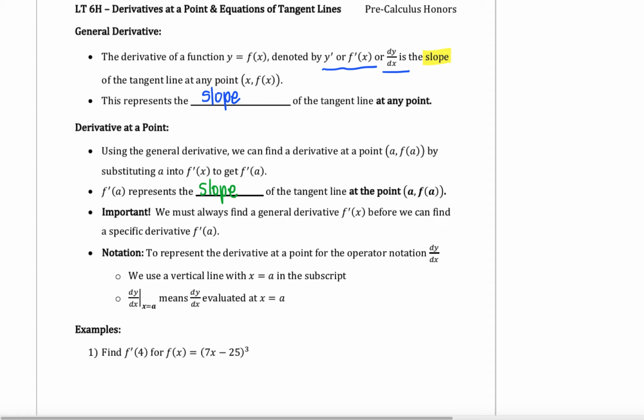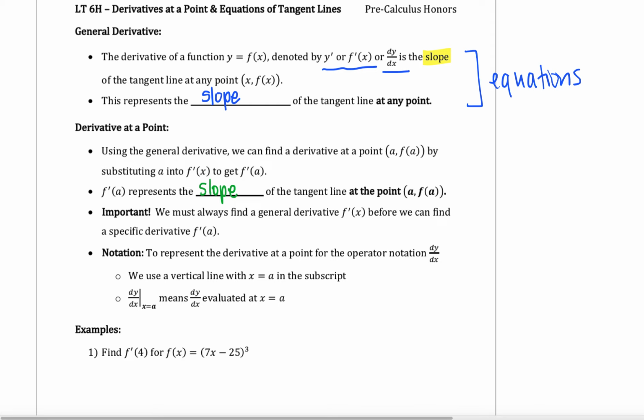So as we're finding our derivatives, we've been getting equations for all of these. As we're finding f prime of x or dy over dx, we've been getting equations. Now, a derivative at a point is specific to that point that we're substituting the value in at. So formally, using a general derivative, we can find a derivative at any point a comma f of a by substituting that x value of a into f prime of x to get f prime of a.